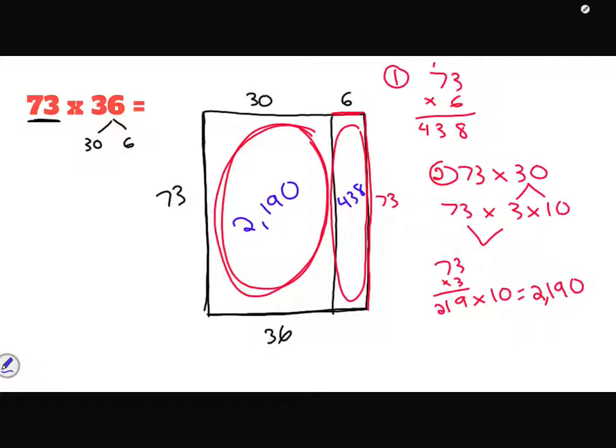Okay, I'm going to put that in here. My final step is to put my 2 area models together, 2,190, and I'm going to add that to 438. 8, 9, 10, 11, 12, 4, 5, 6, and I got 2,628. And let me check this one in the calculator. 73 times 36 equals 2,628.